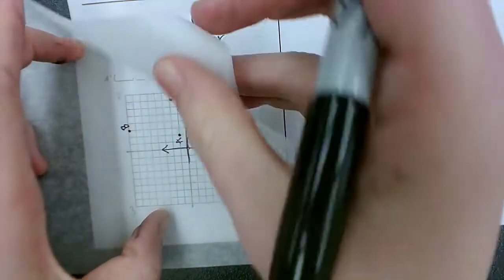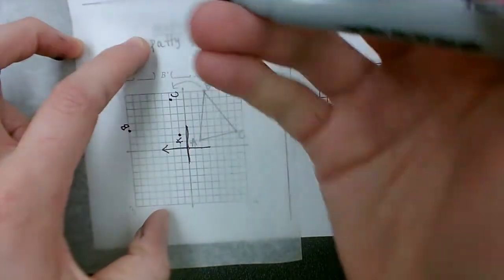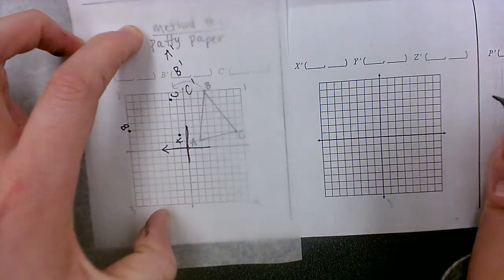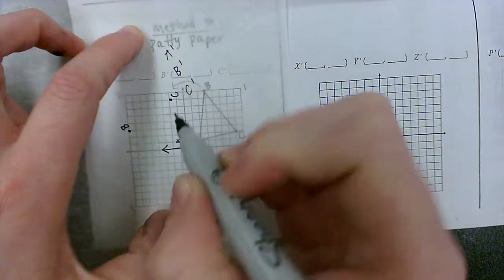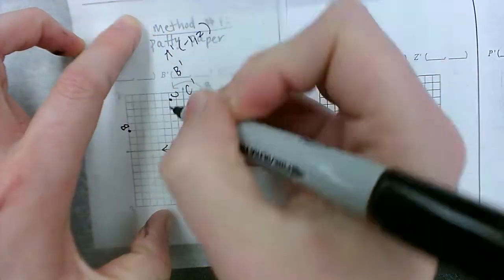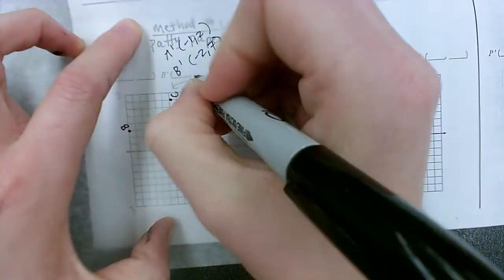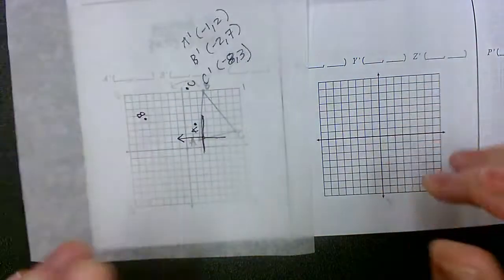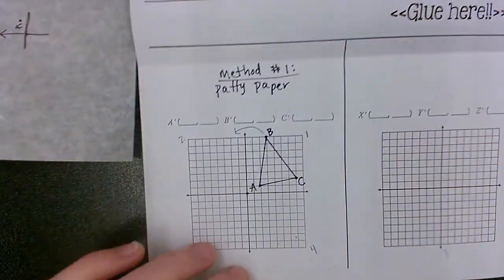Okay, some people at this point peel up their paper and copy it down, but sometimes it's a little tricky to be accurate there. So I'm going to go ahead and label my A prime, B prime, and C prime points straight on the patty paper here. So A prime would be -1, 2. C prime would be -2, 7. And B prime would be -8, 3. Okay, now that I have all of my points, I can just slide those off and then go ahead and copy my new points on.